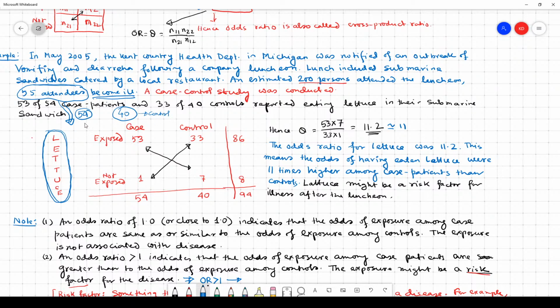After taking the submarine sandwich where we use lettuce, we see that among the 54 attendees who became ill, 53 took lettuce and one did not. And among the 40 control group, those who are not ill, 33 took lettuce and 7 did not.